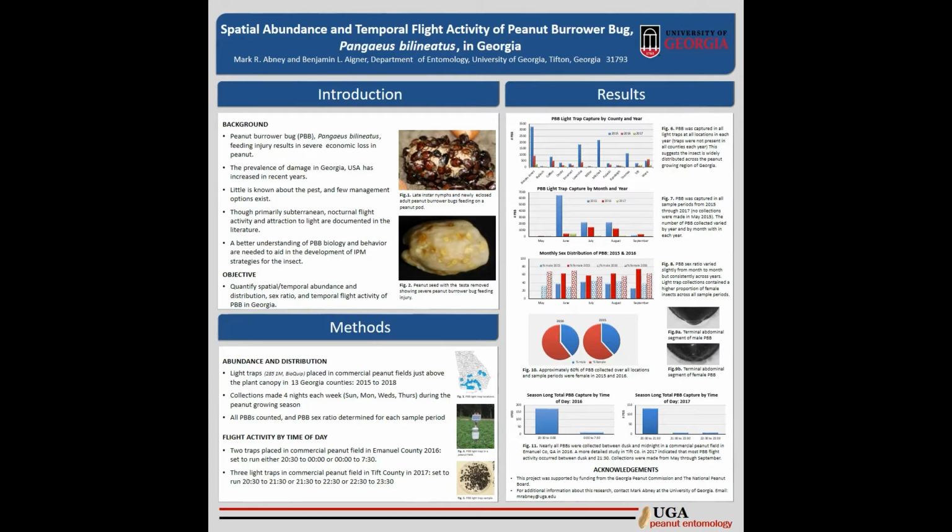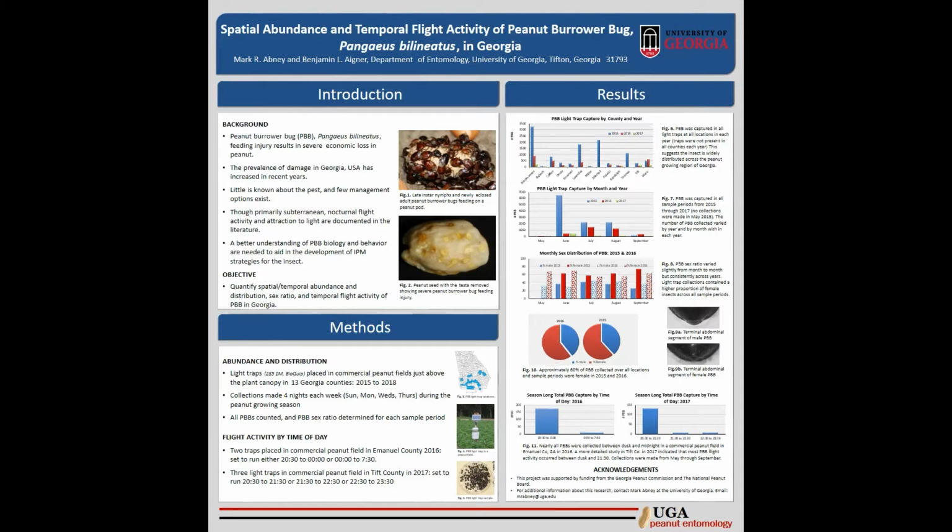If we look at our results, if you look at figure 6, if we're looking at the distribution of insects geographically, what we see is wherever we put a light trap, we caught peanut burrower bug. So we had 13 different counties, and we caught bugs in every light trap. You will see differences in abundance, both from county to county and also from year to year, but we did not see any geographic pattern. So it wasn't that the southeastern part of the state had more bugs or less bugs. There was local variation from field to field, but no pattern really when you looked at it across the entire state. Everywhere we put a trap, we caught a bug.